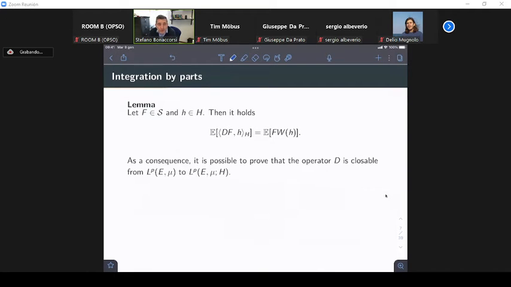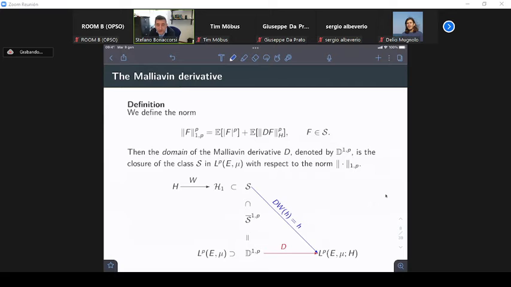This operator is closable, and this is a classical result. So once you have the closability, this is more or less the Malliavin derivative, which was shown to me by Professor Tubaro. So you start from H, you define the first Wiener chaos, introduce S, you close it with respect to the norm, and then you define the Malliavin derivative D as an operator from a domain that you call D^{1,p} to L^p(E, mu) with values in H.